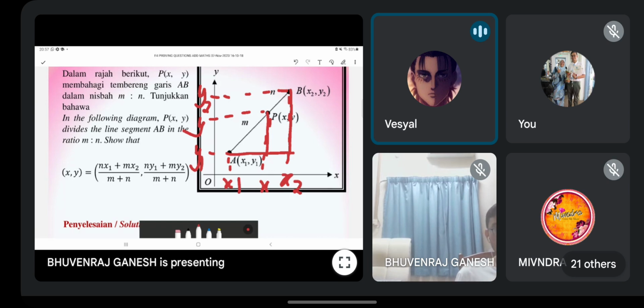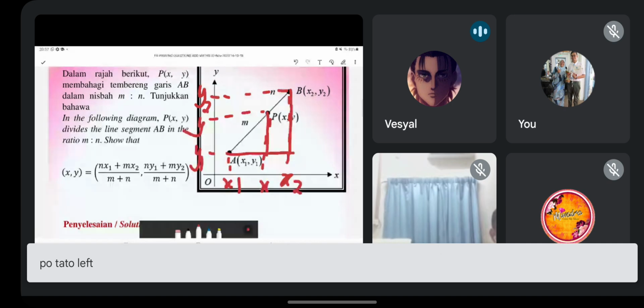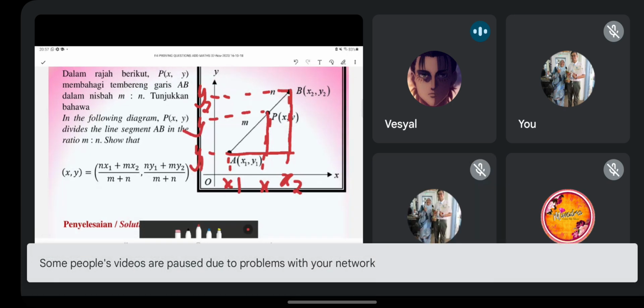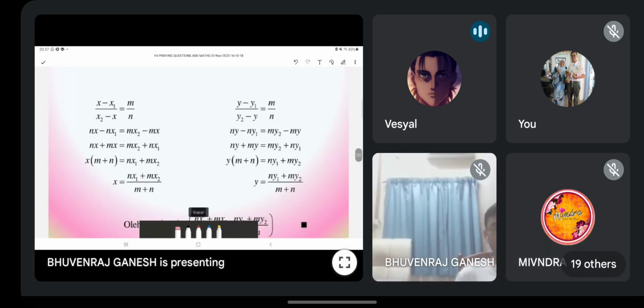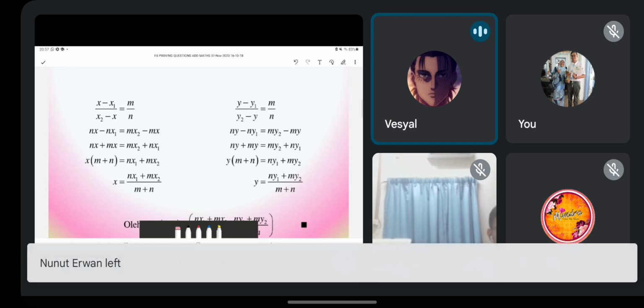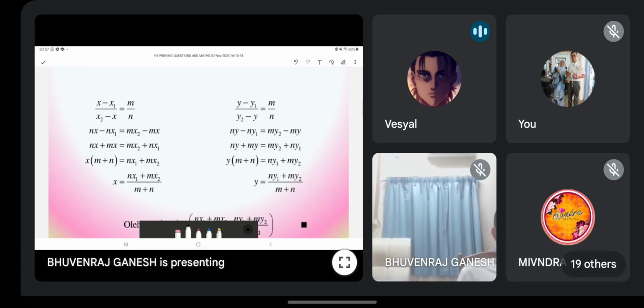We use a triangle to make it look easier, but either way, we'll just start first. The way we solve this is x minus x1 over x2 minus x, which equals the ratio m to n. Then we'll expand and get a simpler answer. It'll be nx minus nx1 equals mx2 minus mx. If you scroll down, you just multiply both sides, and finally you get x equals nx1 plus mx2 over m plus n. So it's just comparing the gradient and getting the answer.